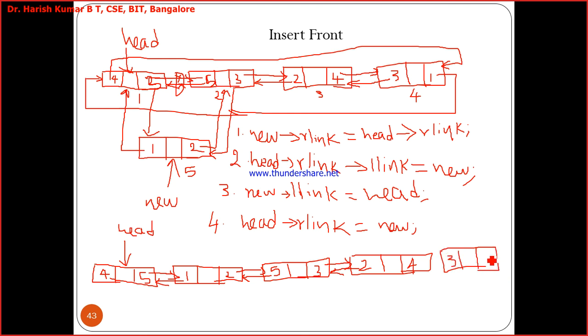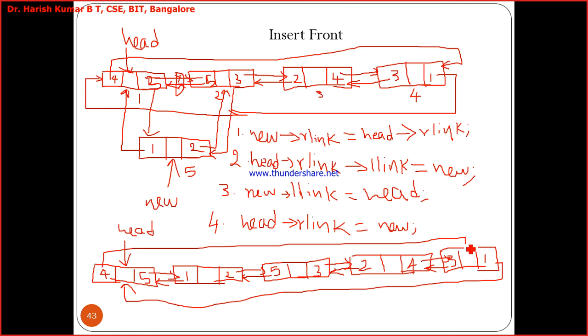Three, 1, and from here, so to the first node, from here to the last node, and address of this node is 1, address of this node is 5, and address of this node is 2, address of this node is 3, and address of this node is 4. Hope you people understood?